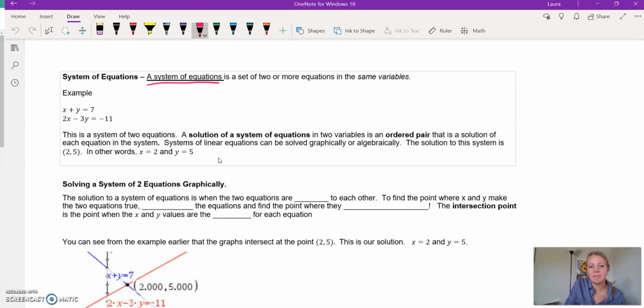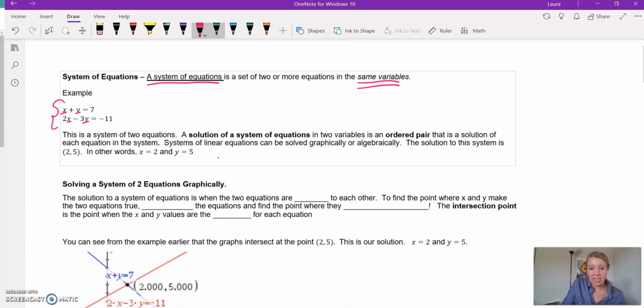Okay, a system of equations is a set of two or more equations in the same variables. So for example, here is a system, meaning that it's more than one equation, and we only have x's and y's in this system. So this is a system.